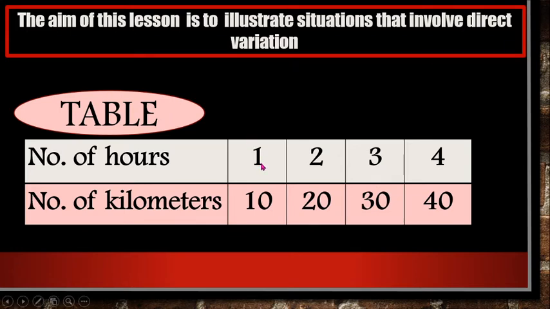So, here are the number of hours that he travels and the number of kilometers that he travels. So the relationship here: as the number of hours increases, the number of kilometers or the distance that he travels also increases. This table shows an example of direct variation.